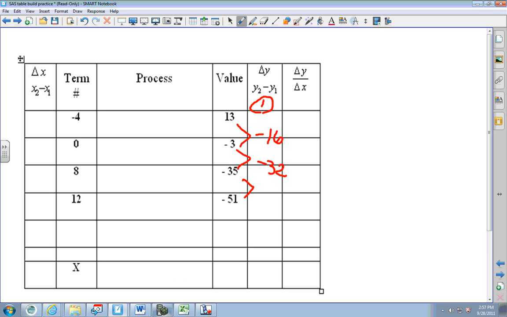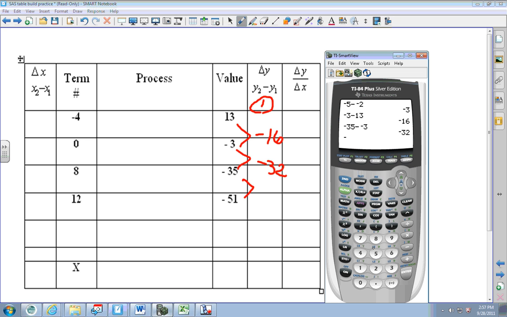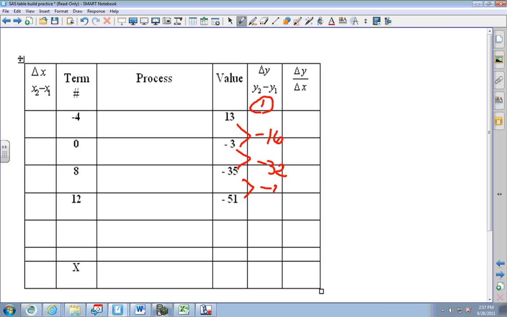Oh, let's see here. Let's do this next one. We're going to put in there -51 minus the number above it, -35. Enter. I get -16. So number 2 is delta y over delta x. I'm getting more positive. I add 4. I add 8. And I add 4. Step 3, delta y over delta x, -16 over 4, -4, -32 divided by 8, -4.